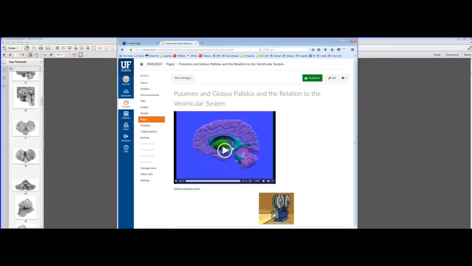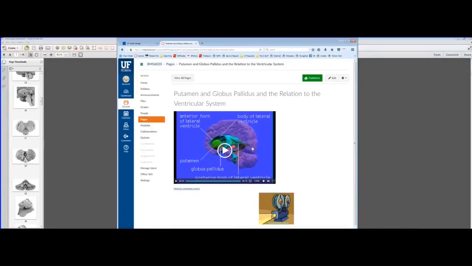or the pons. So here is where the third ventricle is, and it leads into the aqueduct of Sylvius, which is here. So here's the aqueduct of Sylvius leading into the fourth ventricle, where the cerebellum is on top of that.